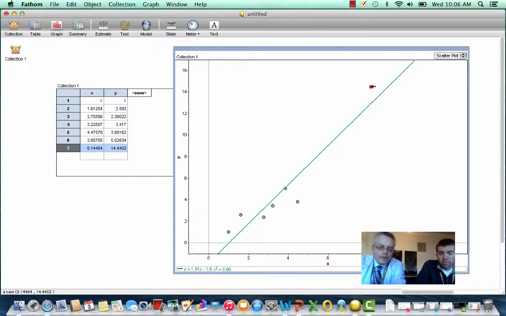So now the slope is what? 1.8. Okay, so the slope increased some. Now, could you move it so that the point's in line with the data?